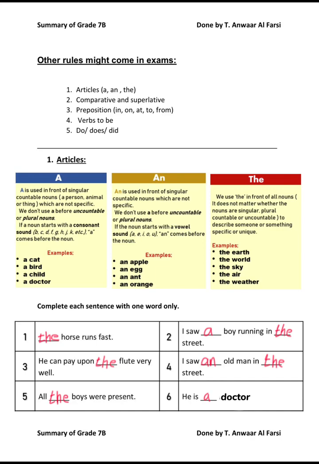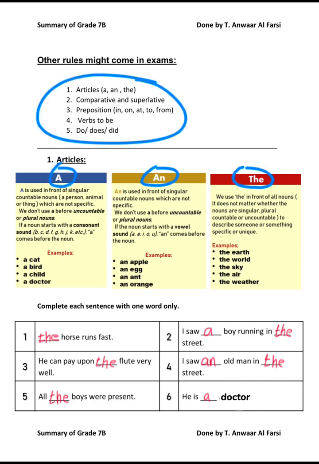2, I saw a boy running in the street. 3, he can play upon the flute very well. 4, I saw an old man in the street. 5, all the boys were present. Number 6, he is a doctor. So make sure you know the difference between these three articles, a, an, and the.